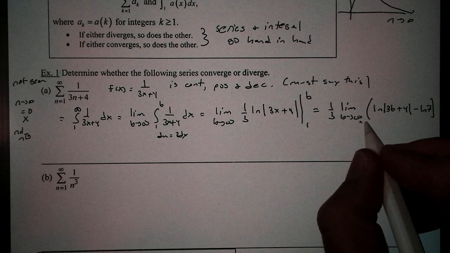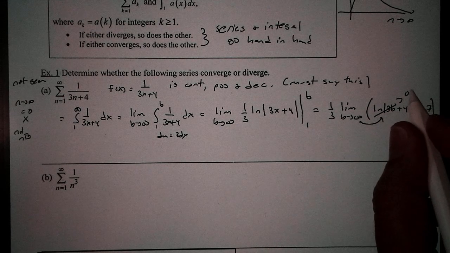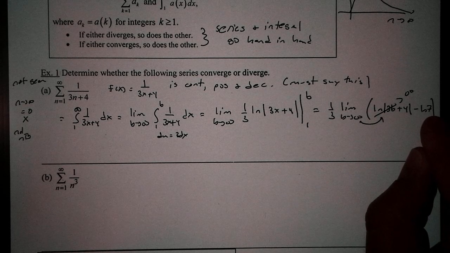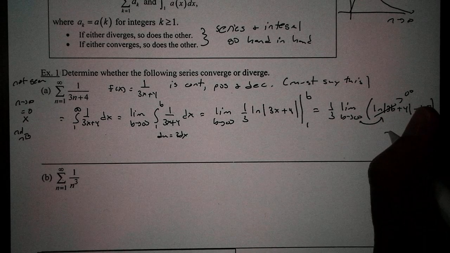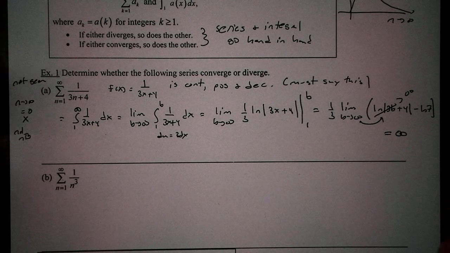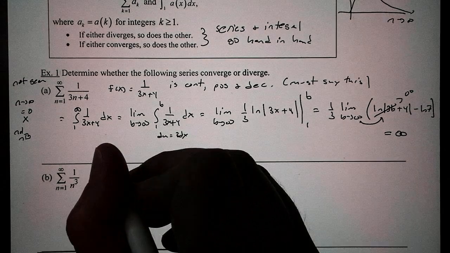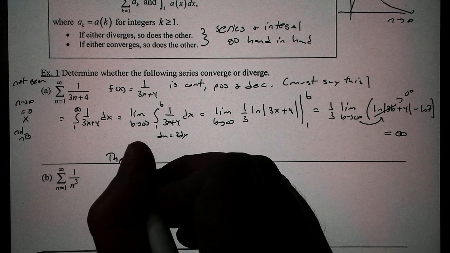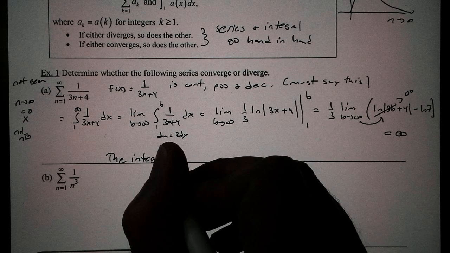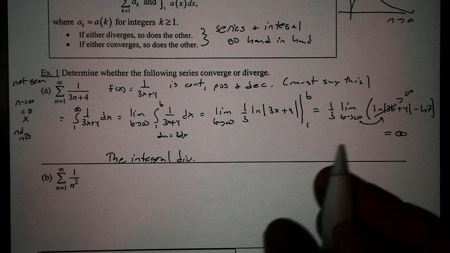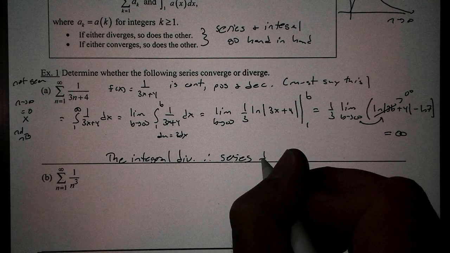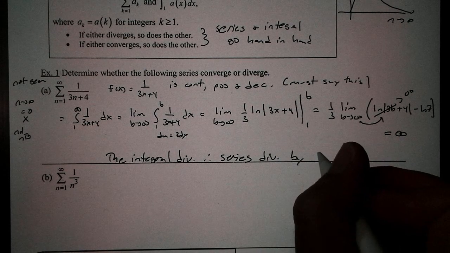And if we let b go to infinity, what happens to this? Well, what's infinity minus any numbers? Just infinity, right? So this is going to equal infinity. So since infinity is not a number, this will diverge. So we would say the integral diverges. You can abbreviate. Therefore, the series diverges by the integral test.